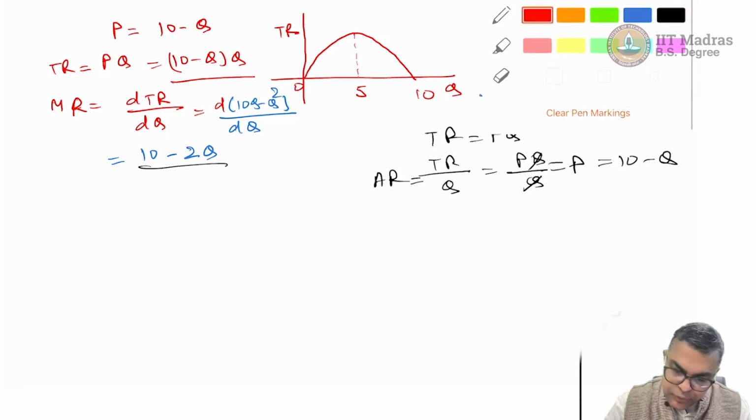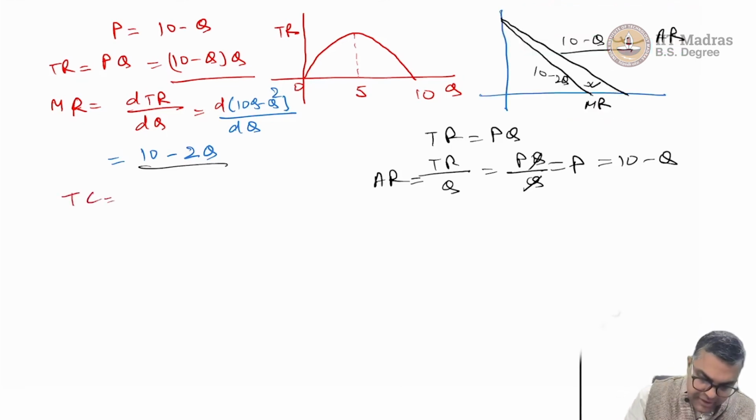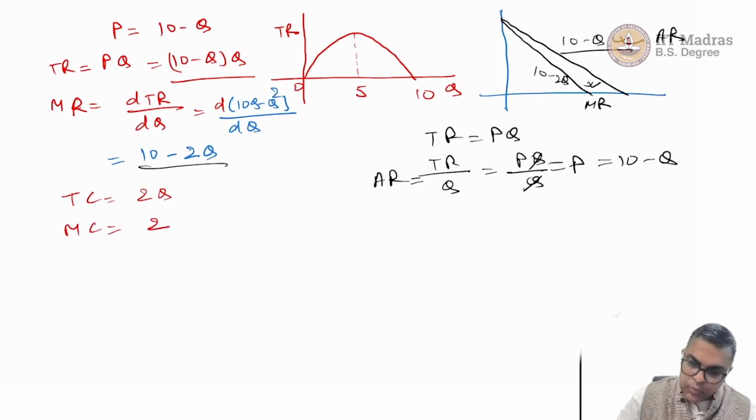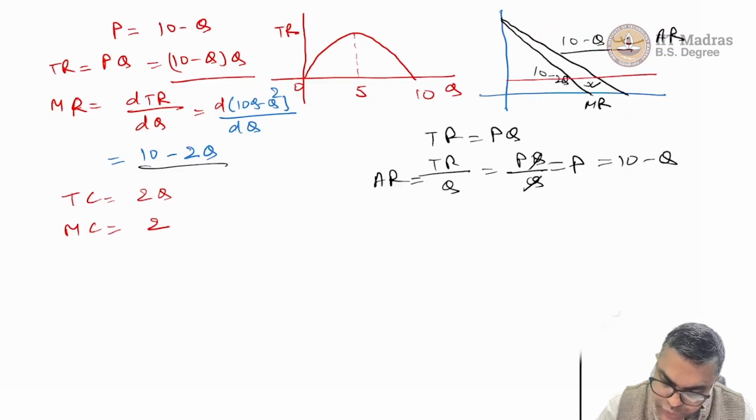And then of course you have total cost as 2Q, and so marginal cost is going to be equal to 2, which is the same everywhere. So we can draw it like this. This is equal to 2. And so this is where they meet, because this curve is the marginal revenue curve and this curve is the marginal cost curve.